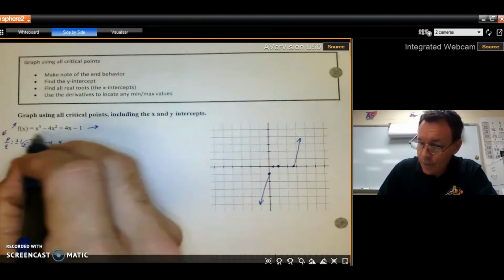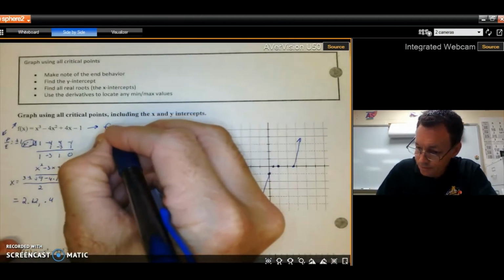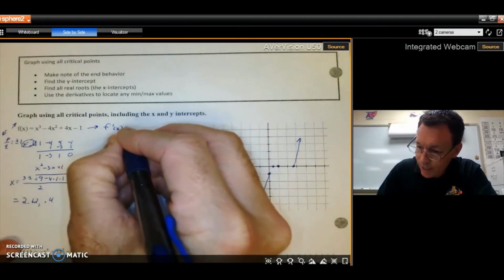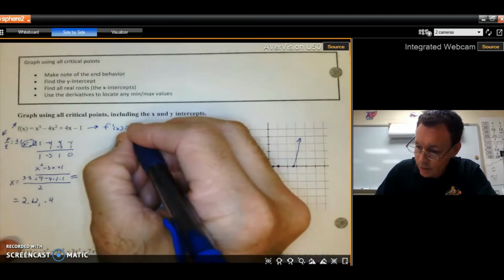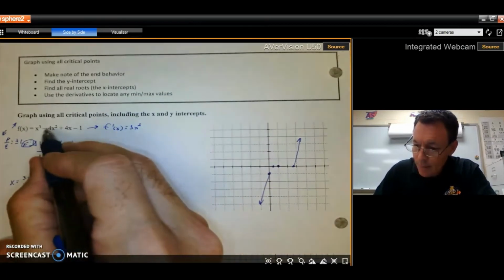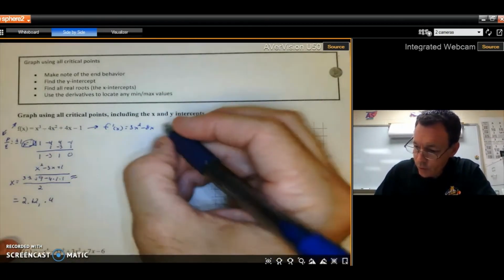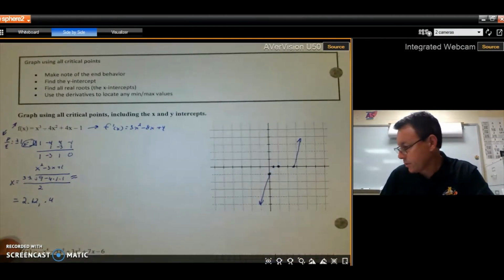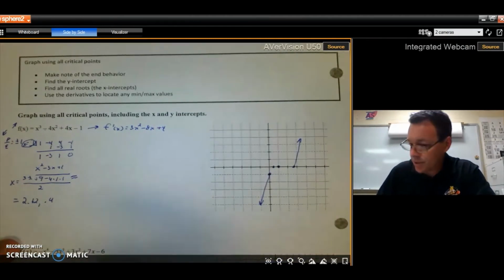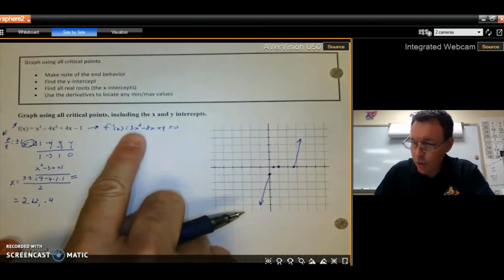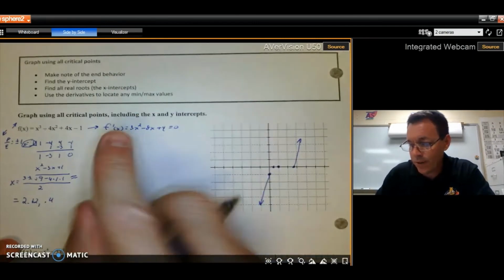So now I'm going to find the derivative so we can find our high and low points. So 3x squared minus 8x plus 4, that's our derivative. We're going to set that equal to 0. This is a quadratic, so we're going to see if we can factor this.